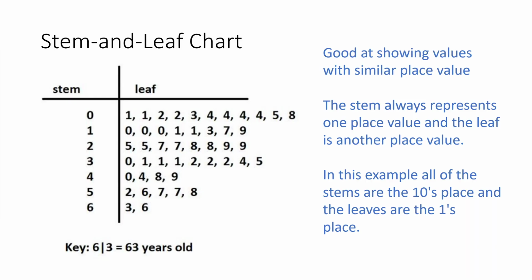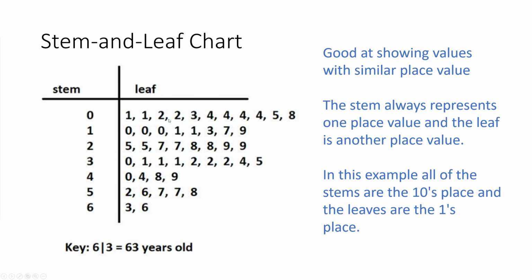The next one is a stem and leaf chart, and this is good when you have several data entries that have similar place value. In a stem and leaf chart, the stem will always be one place value and the leaf will always be another place value. If we look at this chart, we can read it by taking the stem and the leaf and combining them together. So our key down here lets us know that the stem is worth 10 and the leaf is worth 1, making this notation equal 63.